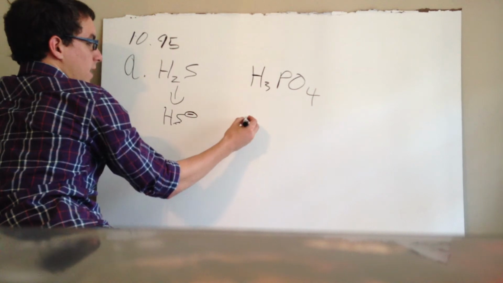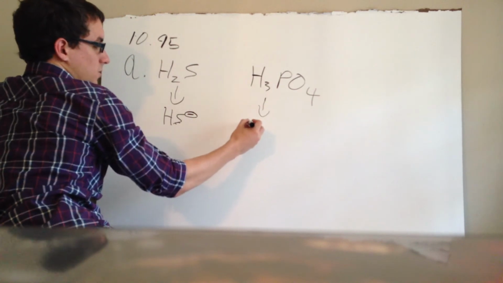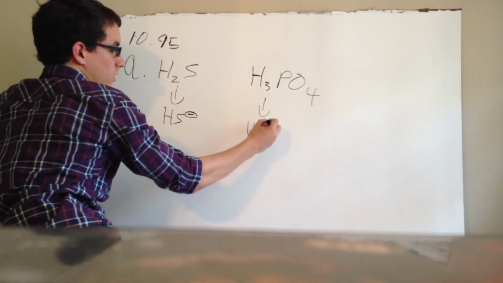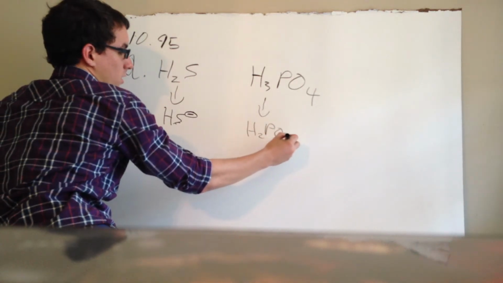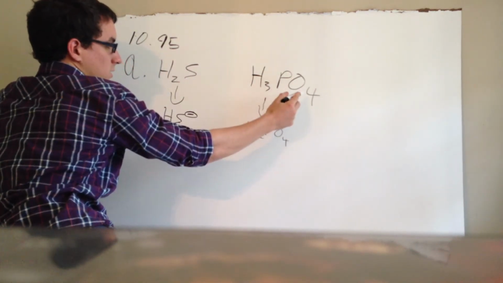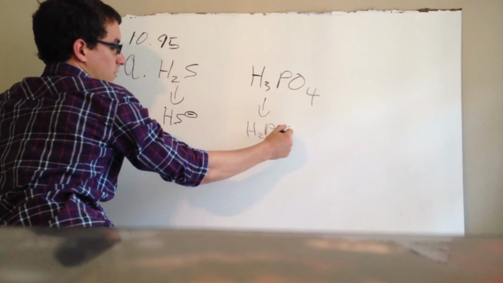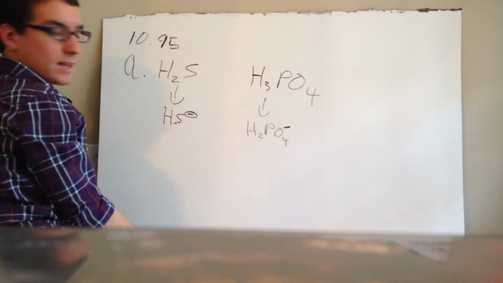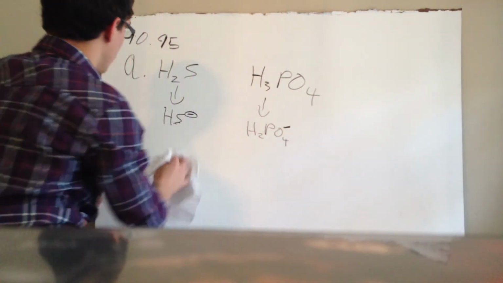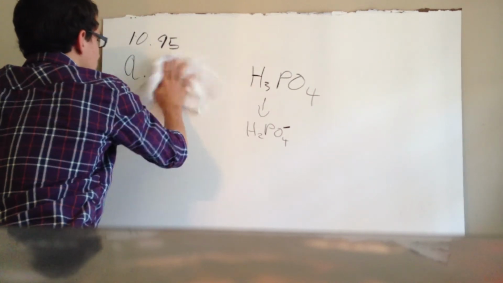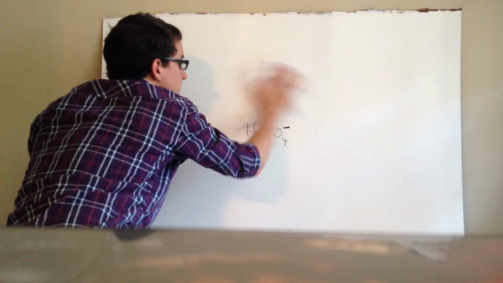Now we have H3PO4, which gets turned into H2PO4. And what would the charge be on this? Since it's neutral here, it'd go down to a -1, so negative. That's that. That's relatively easy stuff, right? Of course it is. And if not, you can always text me.